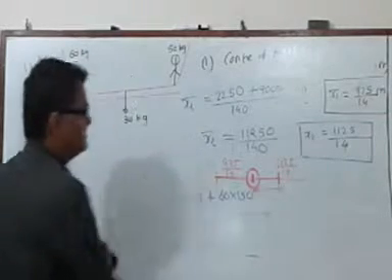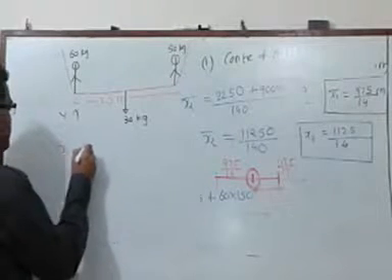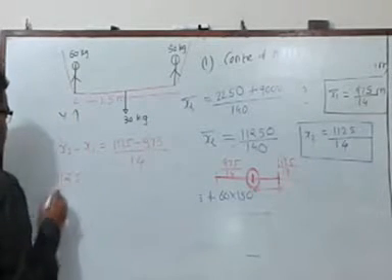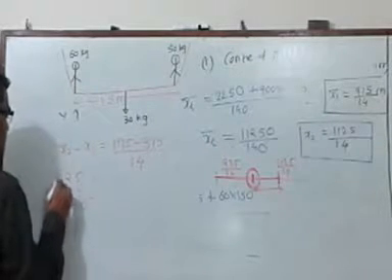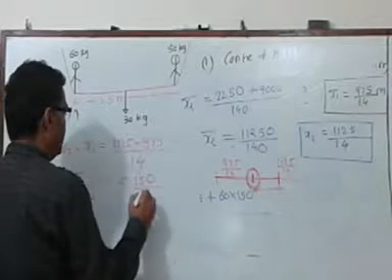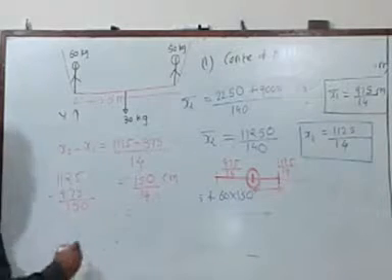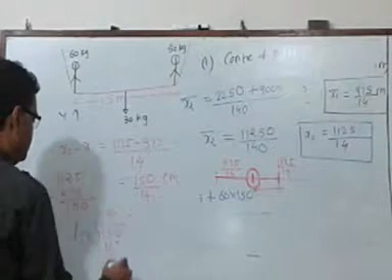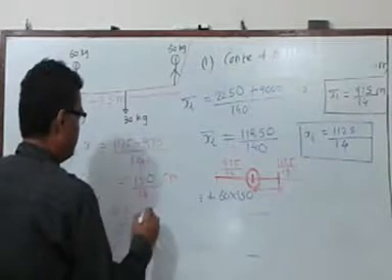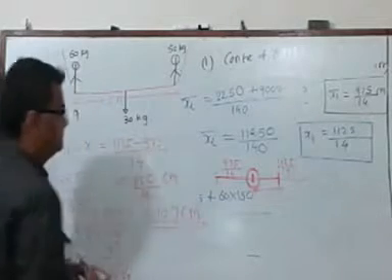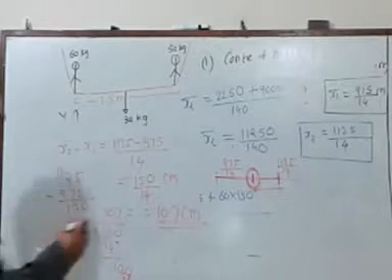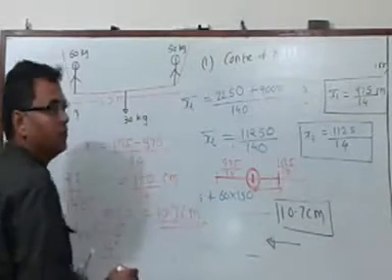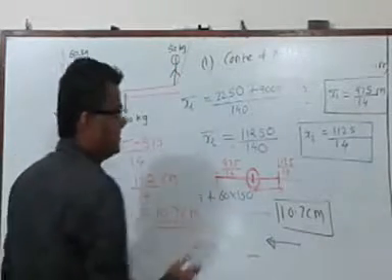Now we can calculate it as x2 minus x1, and that gives me 1125 minus 975 upon 14, and that is 150 upon 14 centimeter. If you do the calculation here, it turns out to be approximately 10.7 centimeter. So this is our final answer. The center of mass has shifted 10.7 centimeter to the left, and that is the distance moved by the boat. Obviously the entire boat moves to the left, but a distance of 10.7 centimeter.